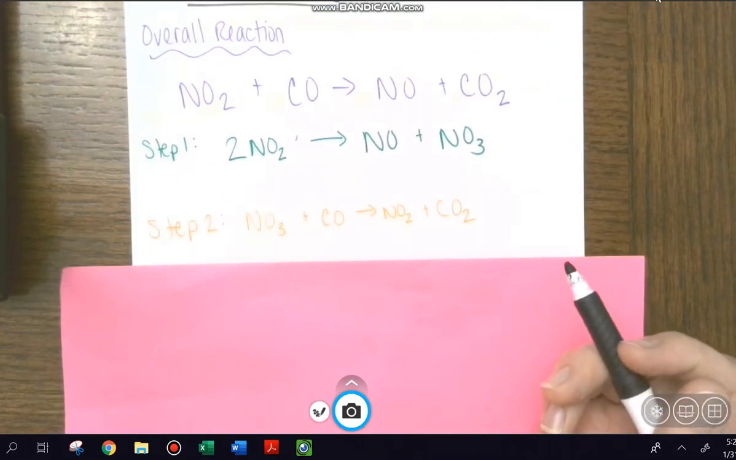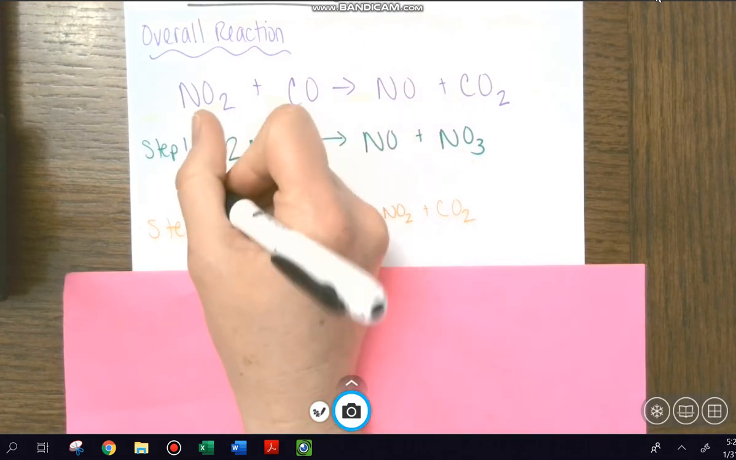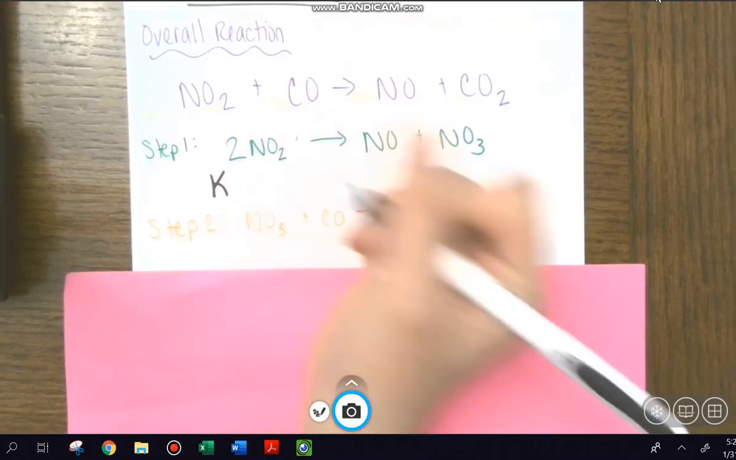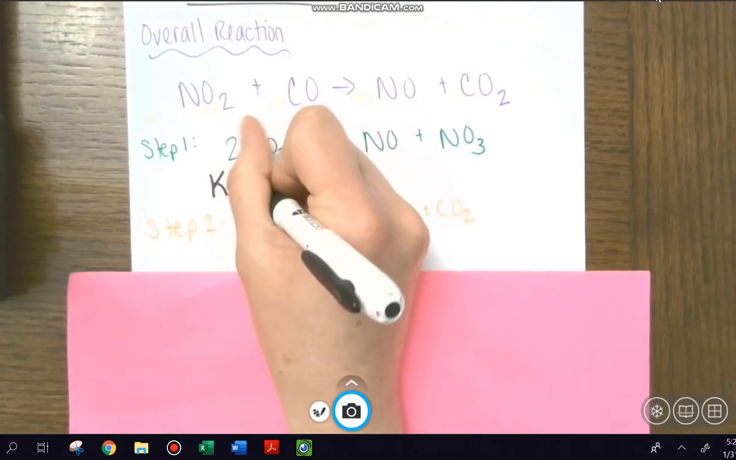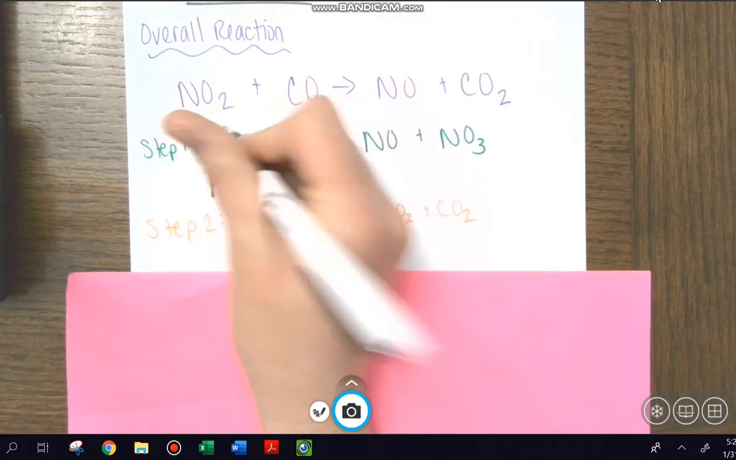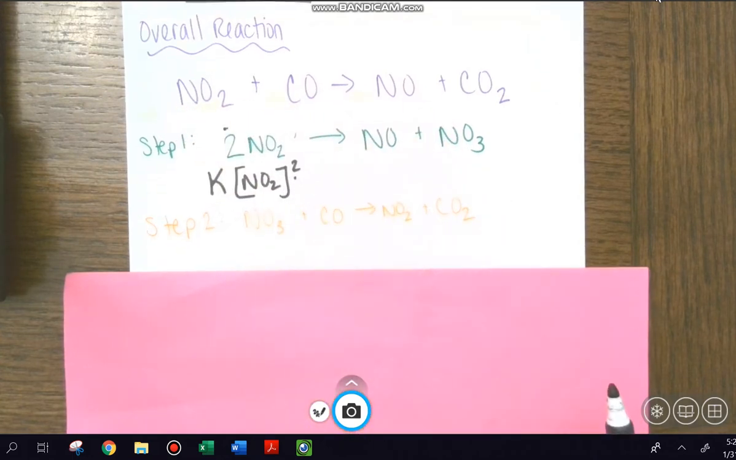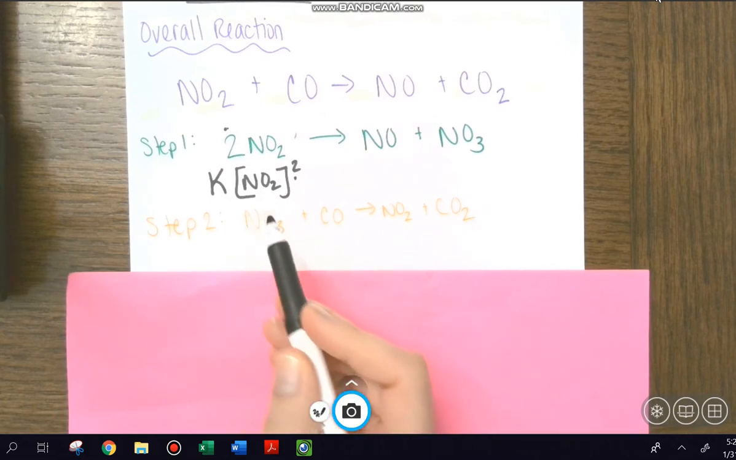So what we do is, when we find our rates, remember, it's going to be k, which is our rate constant, times the concentration. And we're going to, of course, use our coefficient here. Right here, we're just looking at the disappearance of the reactant.